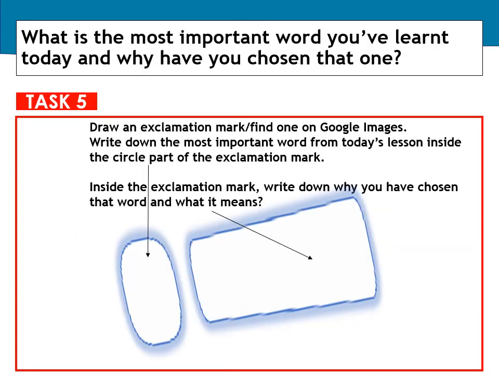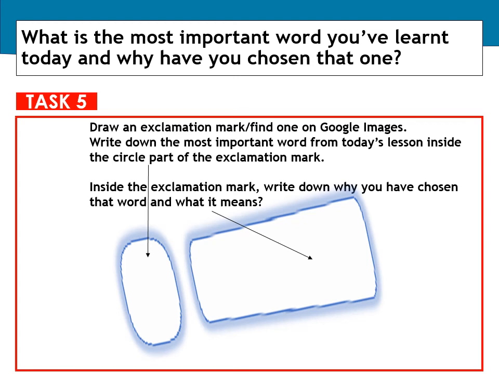Okay, we're on our last task already. So nice short lesson, as I said, but I want you to just summarise the lesson for me. So what's the most important word that you've learned today, and why have you chosen that one? If you can find a similar exclamation mark template on Google Images, that's fine. If you want to just make your own using the shapes on Word or PowerPoint, that's fine as well. Just anything that vaguely resembles an exclamation mark.